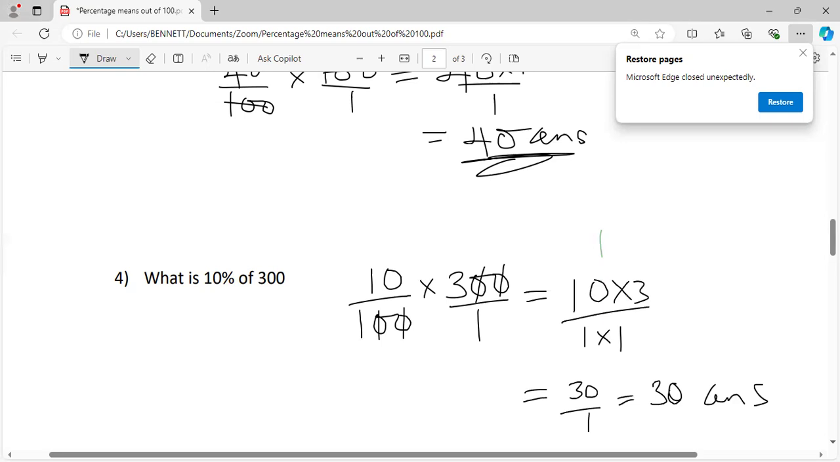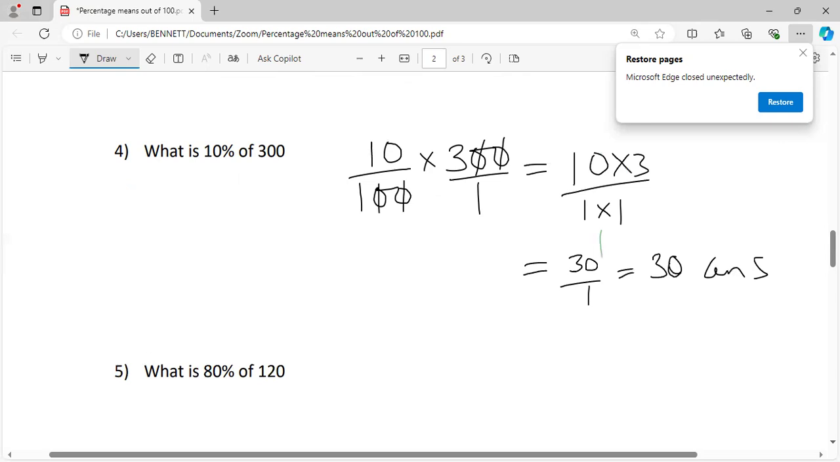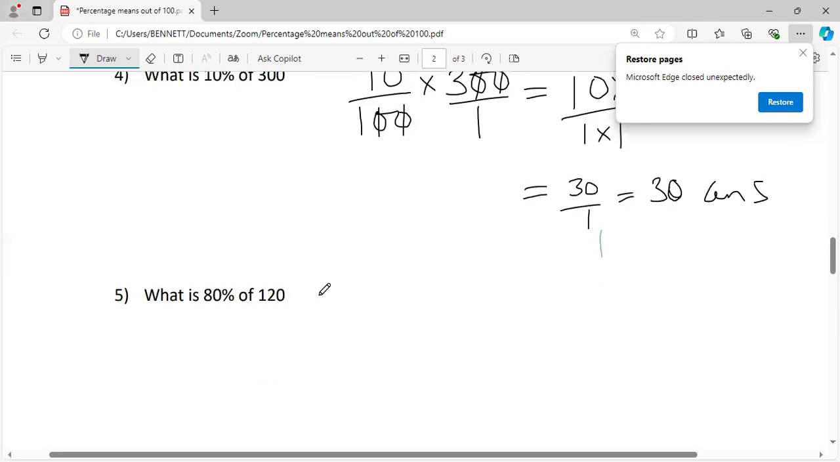All right, so we're gonna move on to number 5. It says, what is 80% of 120? Go ahead and do that one. Put that in the comment section. Let's see how many persons are able to get it. What is 80% of 120? Type it in before I do the solution.